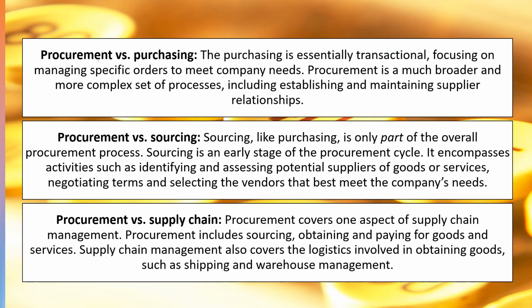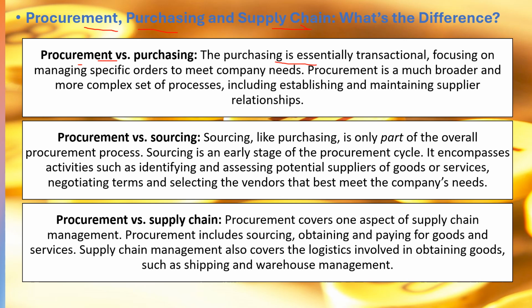So this is procurement versus purchasing. You would have heard these common terms used interchangeably: procurement, purchasing, and supply chain. But what is the difference? Purchasing is essentially transactional, focusing on managing specific orders to meet the company's needs. Purchasing generally means buying, like we go to the market to purchase something. While procurement is a much broader and more complex set of processes, including establishing and maintaining supplier relationships.